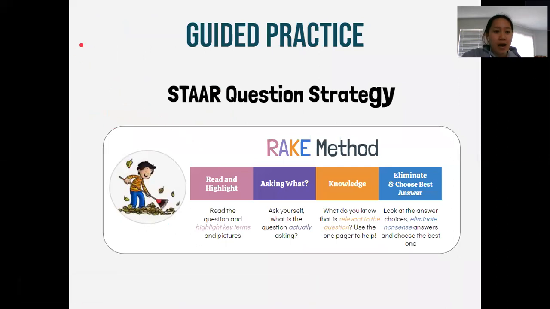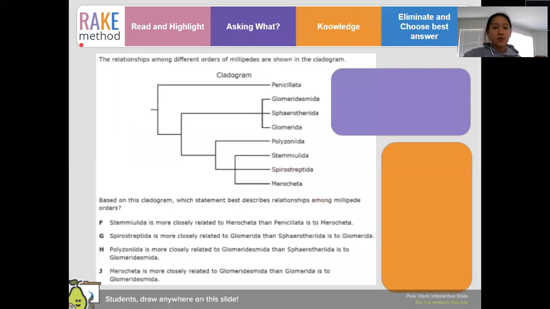So we're going to do some guided practice now. We're using the RAKE method. First things first, this is our question. It says, the relationships among different orders of millipedes are shown in the cladogram. Notice it said orders. So we're not talking about a really specific category like genus or species, but we're talking about orders. These are millipedes, or those little creepy crawlies that have a million legs. And based on this cladogram, which statement best describes relationships among millipede orders?